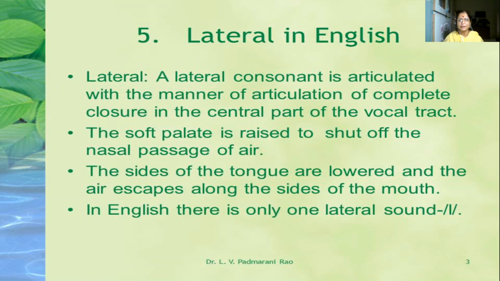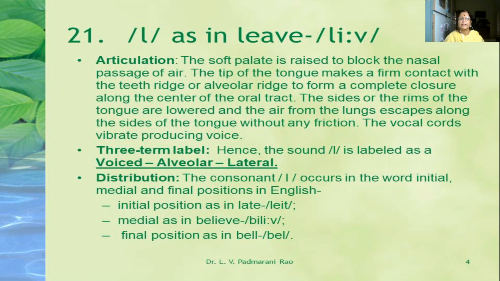During the production of l, the tip of the tongue makes a contact with the teeth ridge, thereby blocking the oral passage of air. But the sides of the tongue are lowered so that the air will pass through the sides. In spite of the fact that the tip of the tongue maintains contact with the teeth ridge, the air passes out from the sides and hence it is called lateral. In the Indian languages, we have two lateral sounds, l and r. For r, the rolling of the tongue has been observed. But in English, we have only one lateral sound, l.